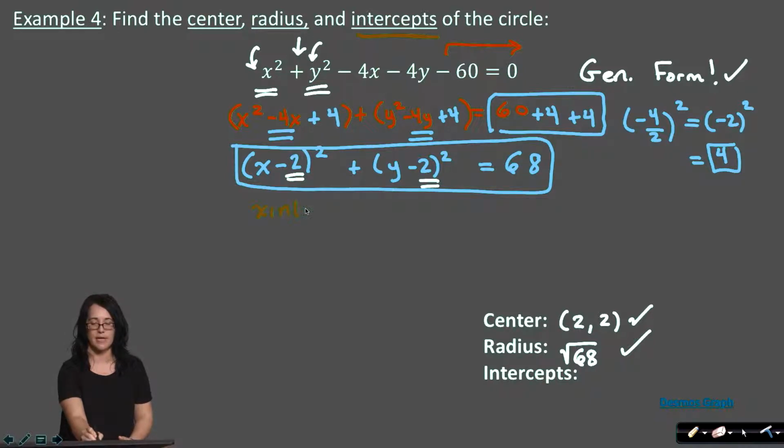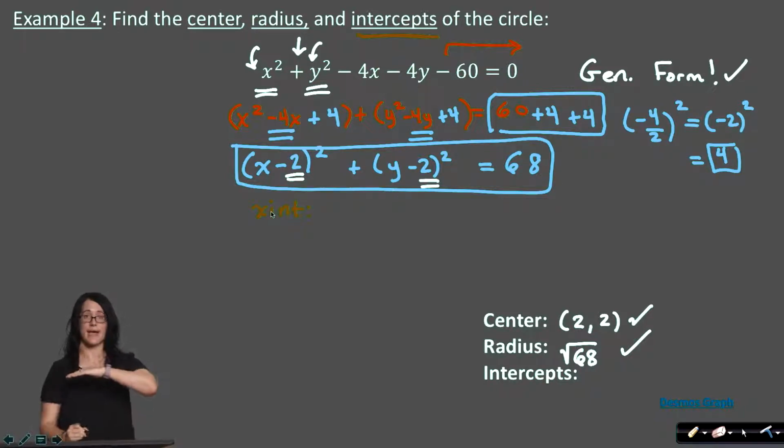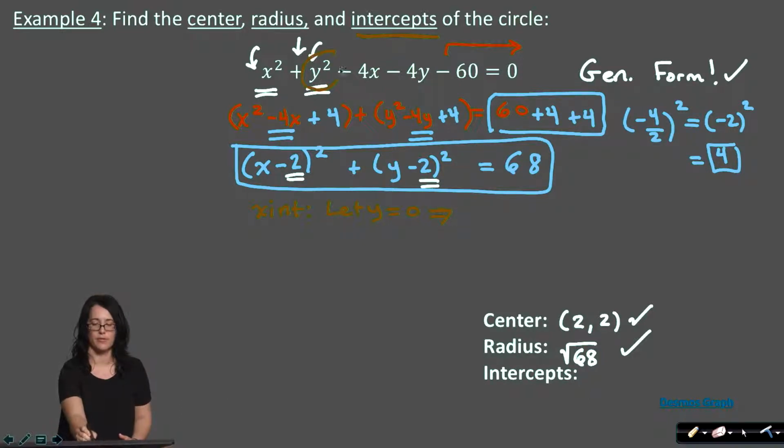So by x-intercepts, those are the points on the x-axis, which meant that our y values equal 0. So if you were to let y equal 0 in this situation, notice what would happen. At the original equation, you'd have y squared going away and negative 4y going away, meaning you'd be left with just x squared minus 4x minus 60 is equal to 0.